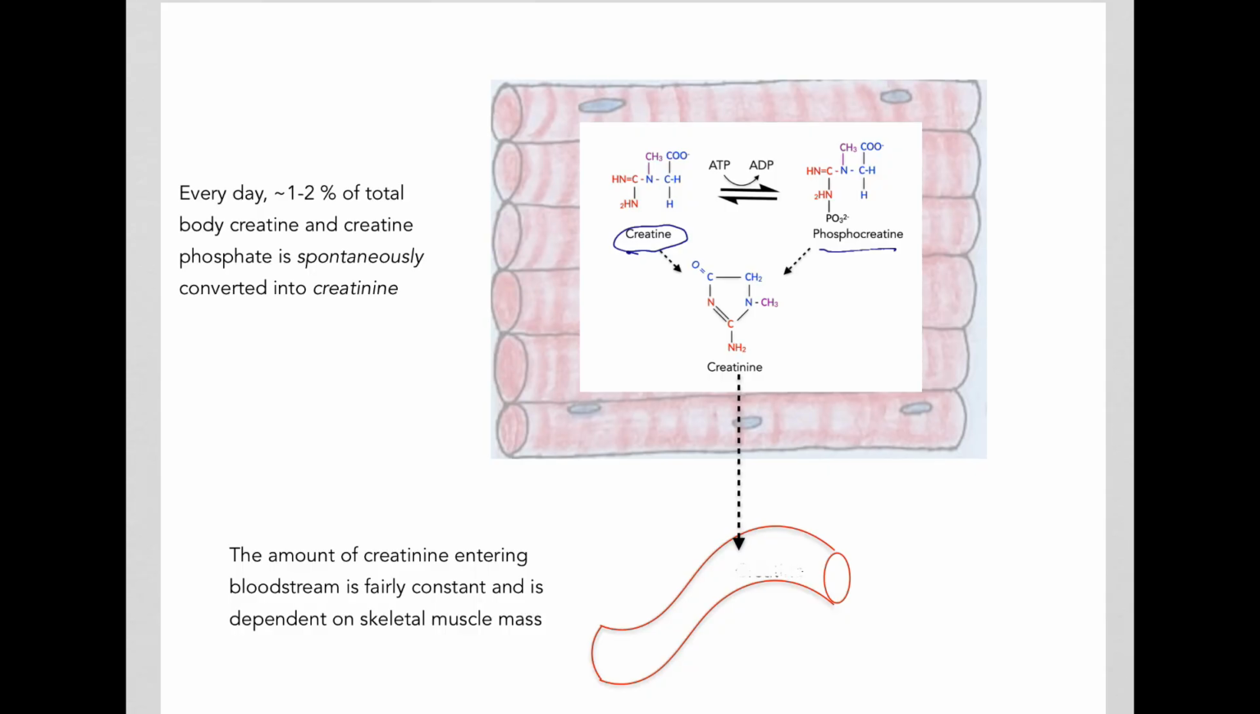This reversible reaction between creatine and ATP to give you phosphocreatine and ADP is catalyzed by the enzyme called creatine kinase. In a future video, we shall discuss the importance of creatine kinase in myocardial infarction, also called a heart attack.